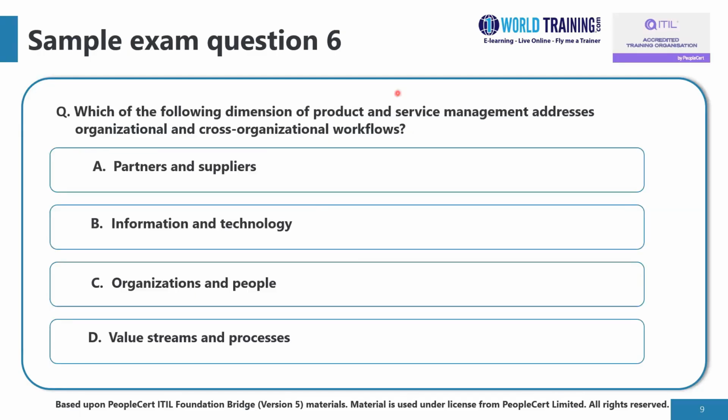Question number 6. Which of the following dimensions of product and service management addresses organizational and cross-organizational workflows? A. Partners and suppliers. B. Information and technology. C. Organization and people. D. Value streams and processes. With the explanations given to the previous question, this should be answerable now.